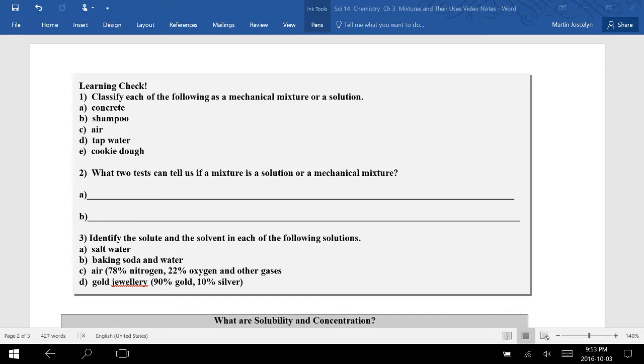What do you think? What 2 tests can tell us if a mixture is a solution or a mechanical mixture? Number 3, identify the solute and the solvent in each of the following solutions. So salt water. What is my solute and what is my solvent? Baking soda and water. Which is my solute? Which is my solvent?